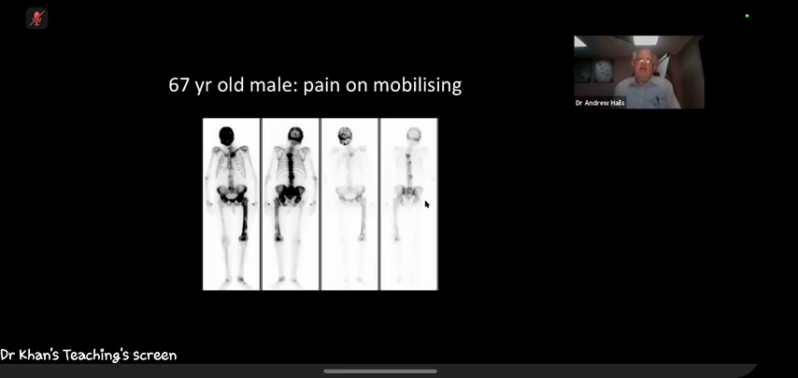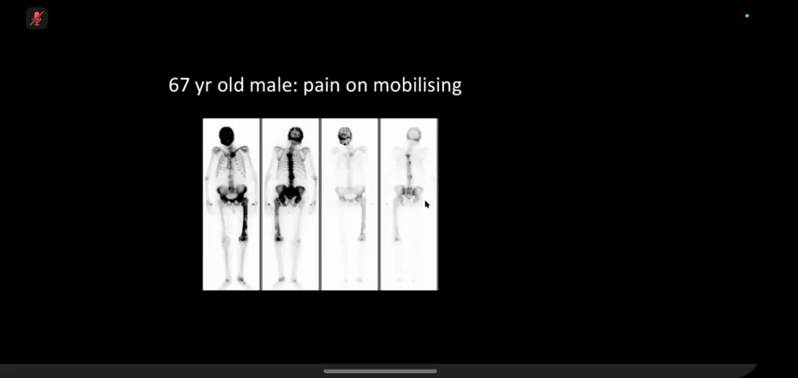Okay, now this person, 67-year-old man, pain on mobilizing. Would you like to make any comment on this bone scan? Yep, so this is a plain bone scan, frontal and posterior views. I can't see the kidneys, so this is a super scan, and there is asymmetrical intense uptake on the patient's left femur and the pelvis as well.